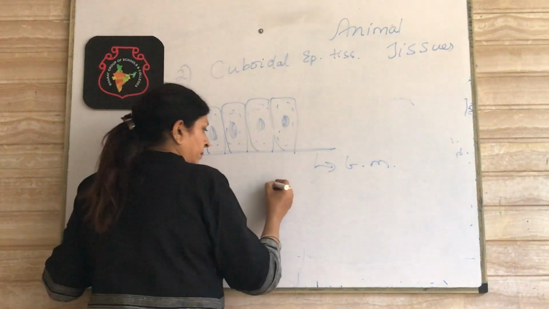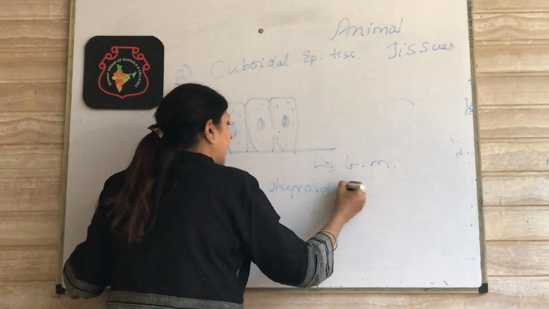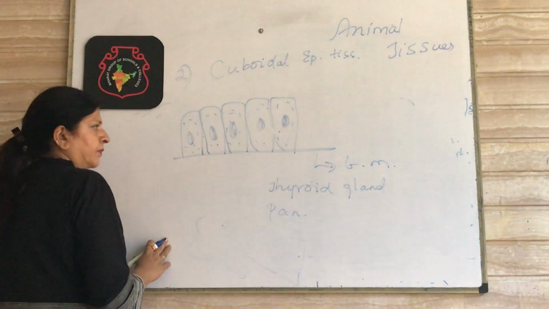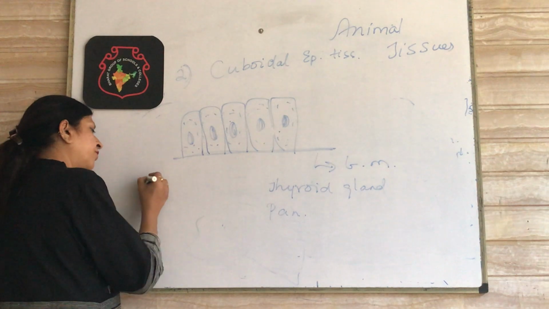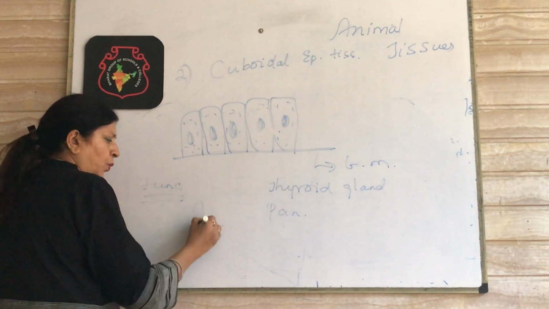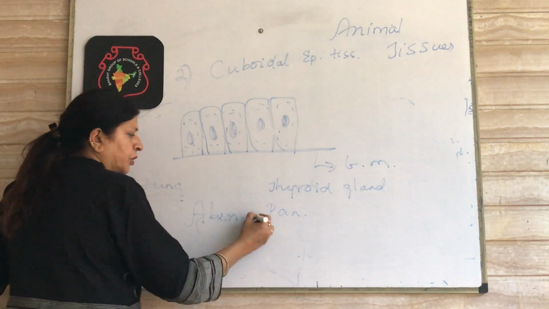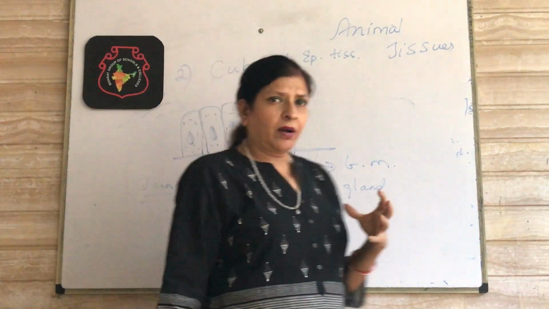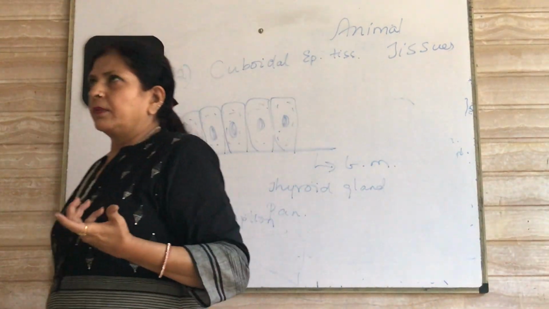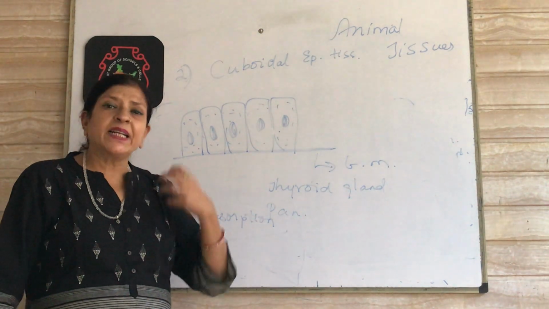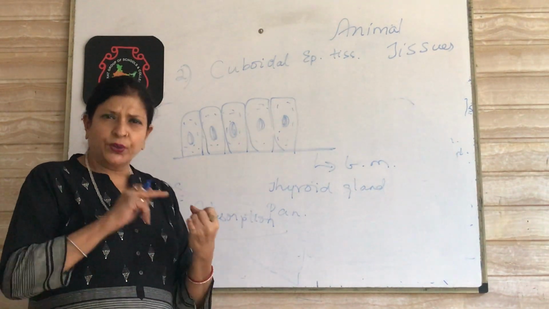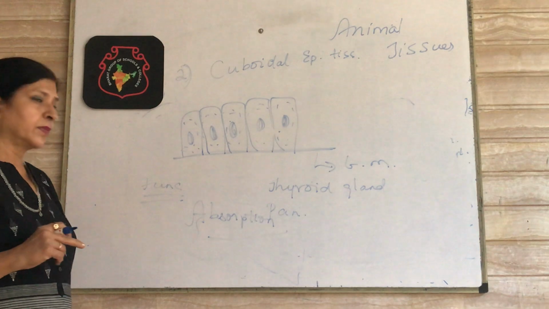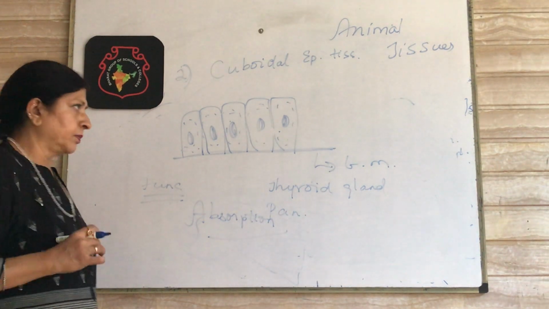Here you find them in your glands, especially in your thyroid gland. Even in the pancreas. And their main function here, please note, is absorption. They are actively taking part in absorption of nutrients and absorption of gases. So, cuboidal, their major role is in absorption.